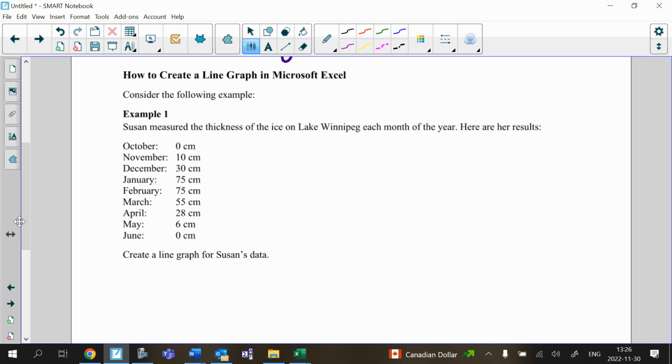So this one, we've got the thickness of the ice on Lake Winnipeg compared to the month of the year. So thickness would be our dependent, because how thick the ice will be depends on what time of year it is. And you can see we don't do every month. We just start from October when there could be ice, and end in June when there could be ice. But we see in these two cases, there isn't.